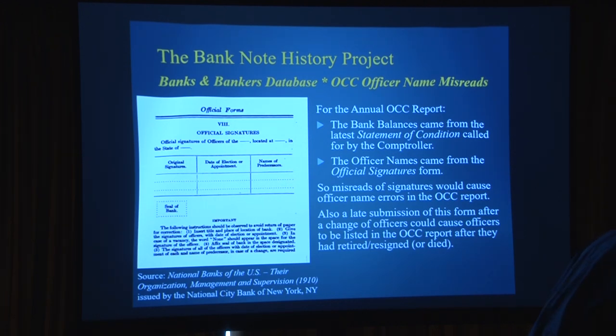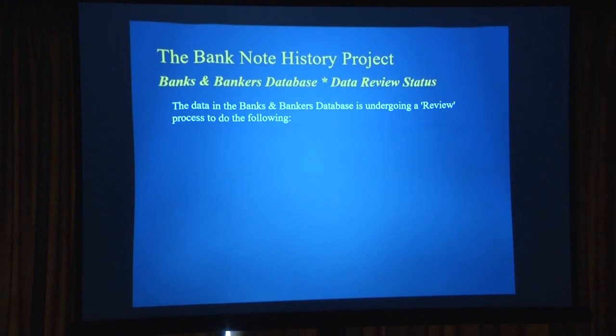If they were late submitting that form, then that could cause the officers listed in the OCC report to be those who had already retired, resigned, or died. I found instances where the president died in February, but he's still listed in September as the official president for that bank. This would explain how that could happen if they were just late getting this official signature form back in. When they put together the OCC report, they were getting old information, so that explains how a couple of the data errors that show up in the OCC reports can happen.